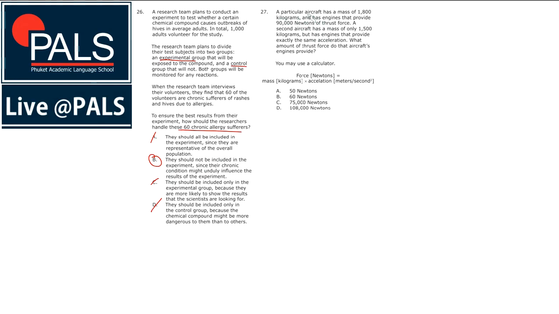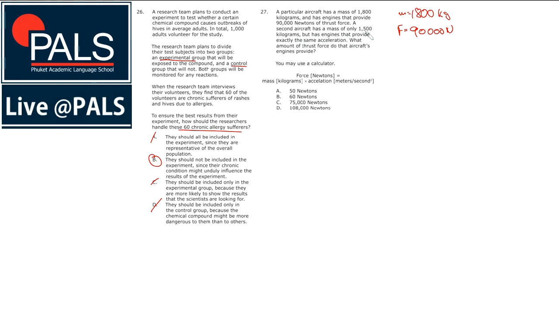27. A particular aircraft has a mass of 1,800 kilograms and has engines that provide 90,000 newtons of thrust. So with 90,000 newtons force, we have 1,800 kilogram mass. So this is something that I would recommend you to do as well in the exam. If you're given such things, you have a notebook, just write these things down, organize the data that you're given, and that will make it much easier to answer the question afterwards, probably.